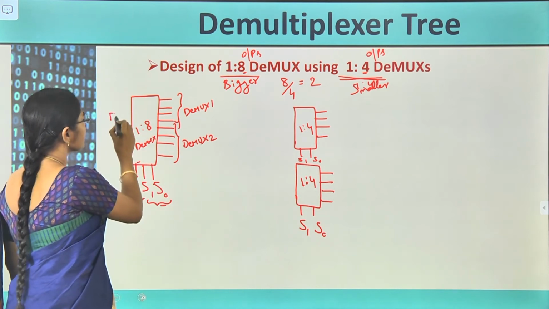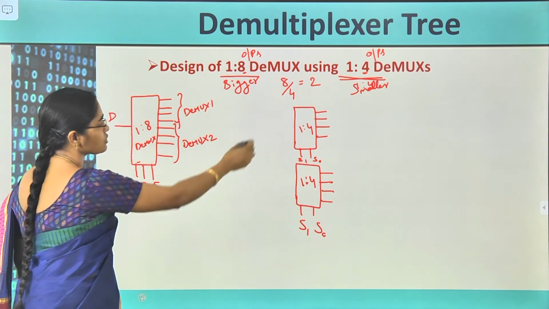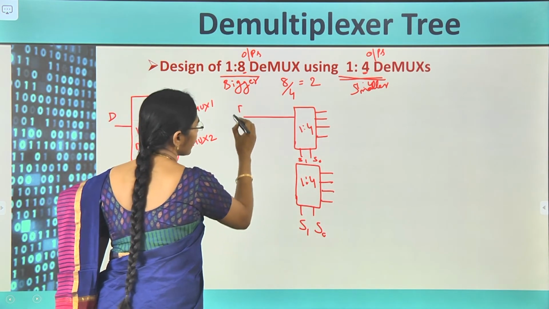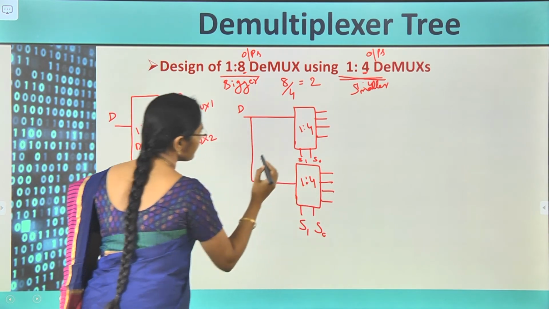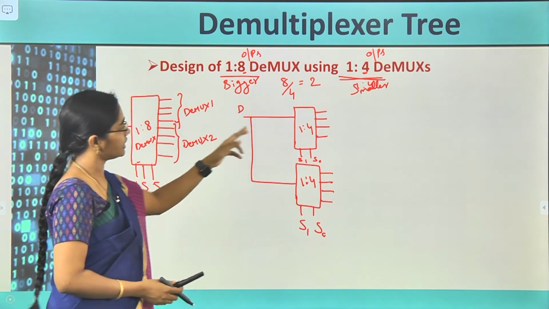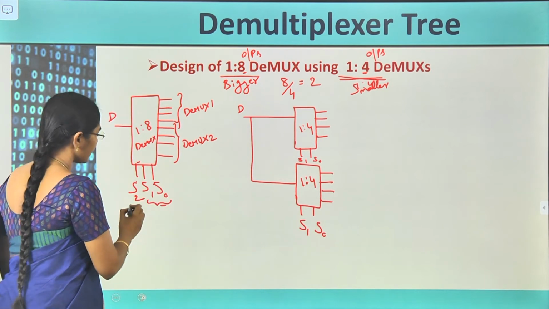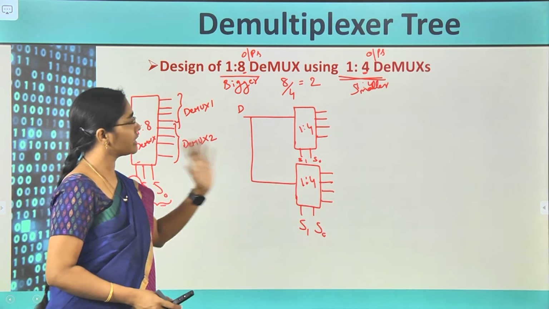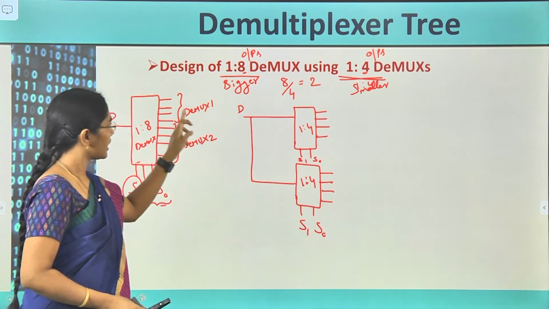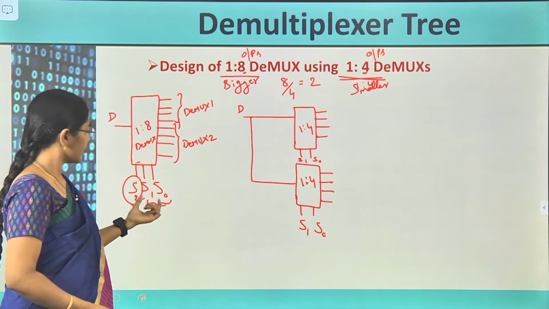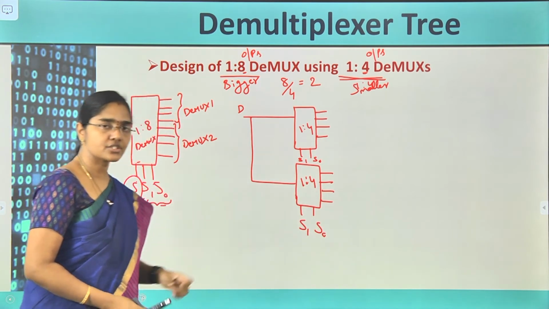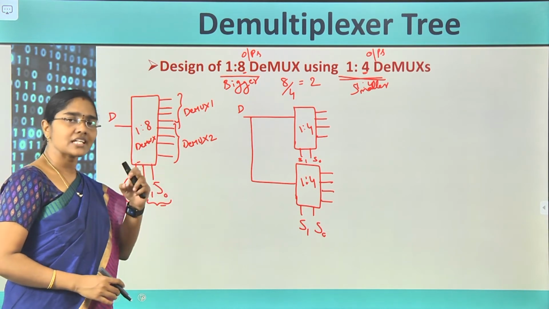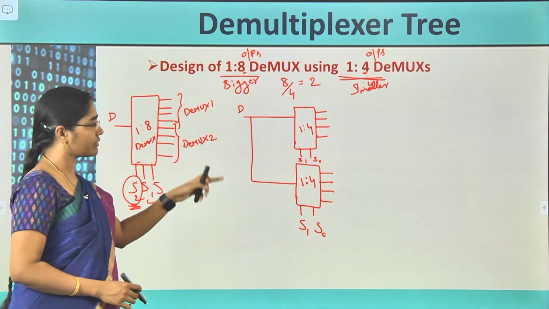Now, one input signal has to be applied to both. Take input D, and the same input is applied to both. D is connected. Now, what remained? The remaining is the S2 line, which is nowhere connected. The input signal is connected, all 8 outputs are connected, S1 and S0 are connected as selection lines, and S2 is not connected. For the connection of S2, what do we have to use?